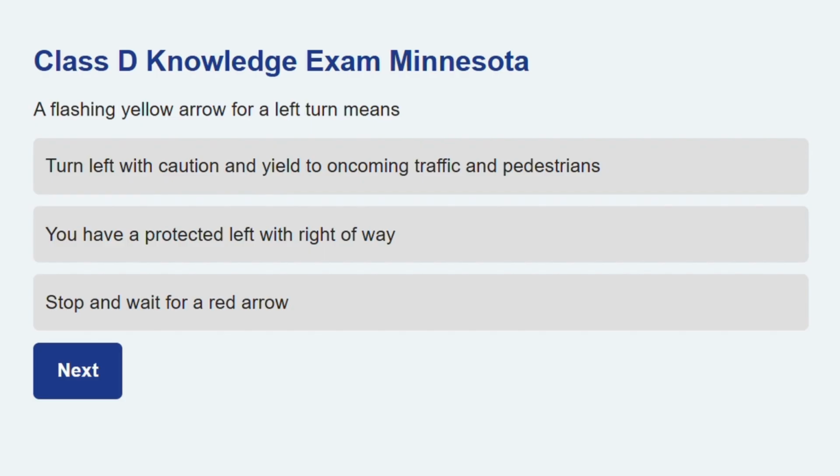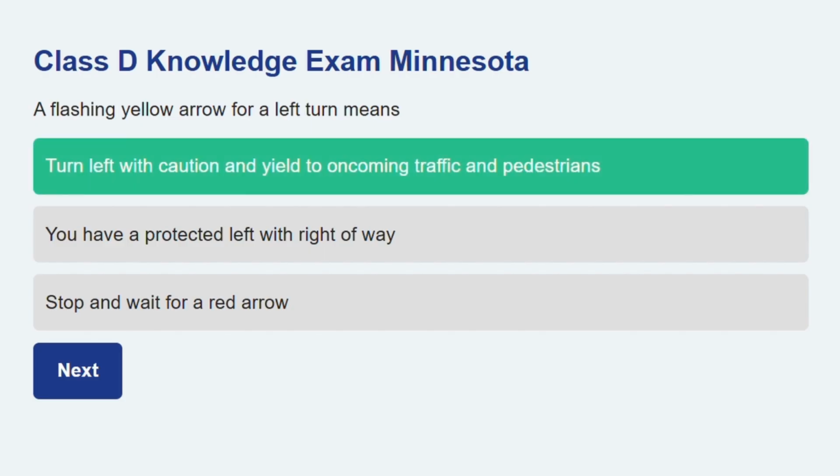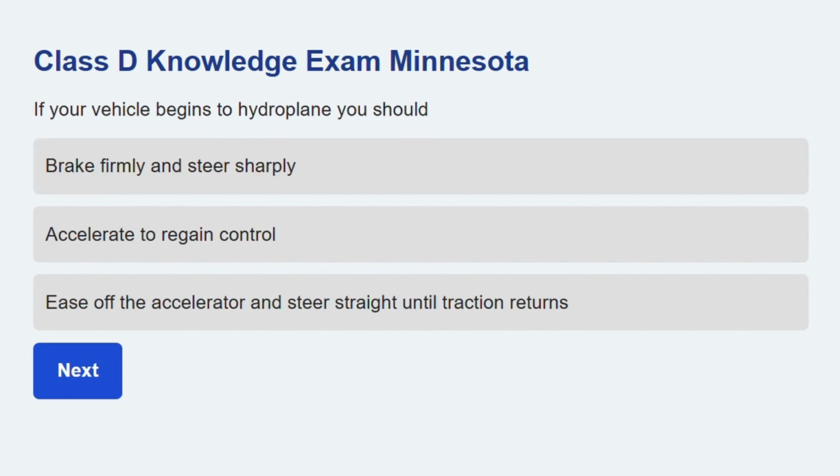Let's continue. A flashing yellow arrow for a left turn means? Turn left with caution and yield to oncoming traffic and pedestrians. This newer signal indicates a permissive left turn where you must judge the safety of the gap yourself.